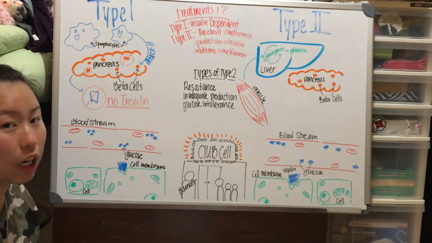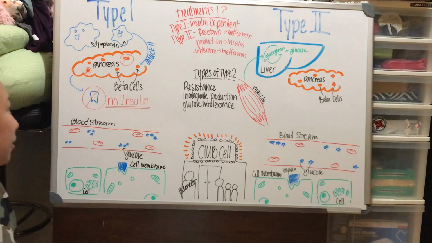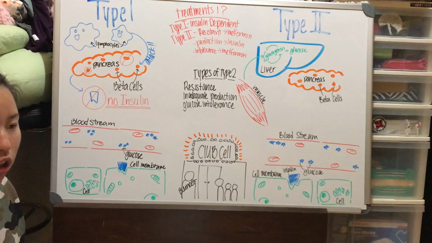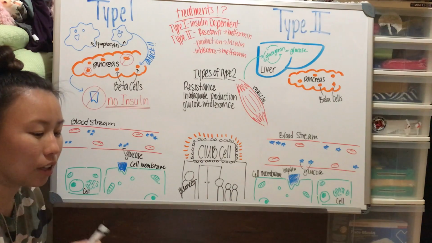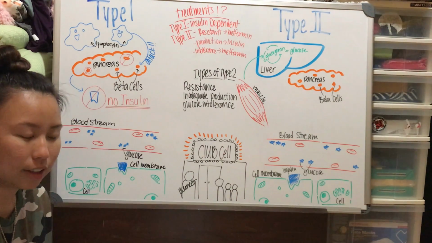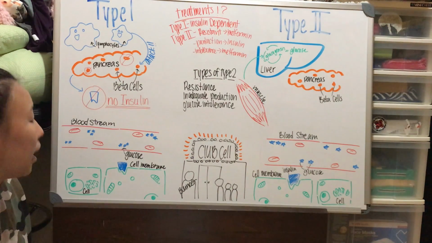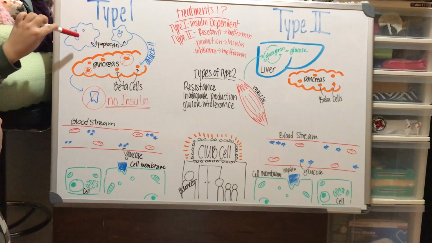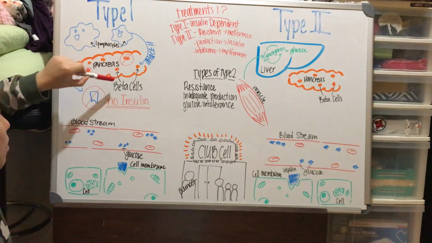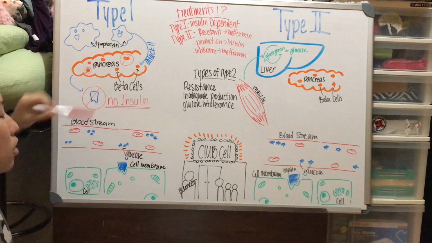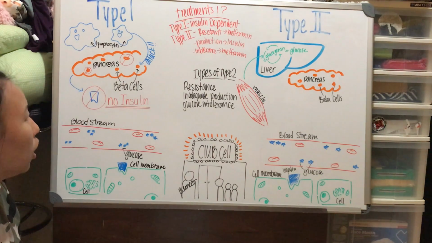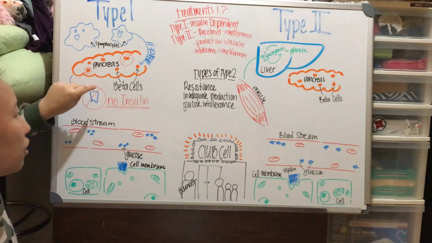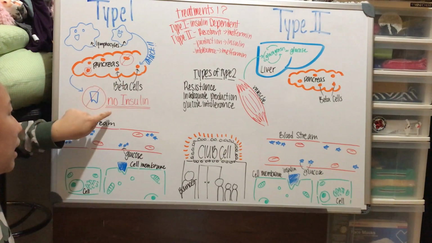Type 1 is an autoimmune disease. Autoimmune means the body attacks itself, as if my white blood cells attacked my own organs. The body makes antibodies, in this case the lymphocytes, and they attack the beta cells of the pancreas. Beta cells, their role is to make insulin. So if you don't have functioning beta cells in your pancreas, you can't make insulin.